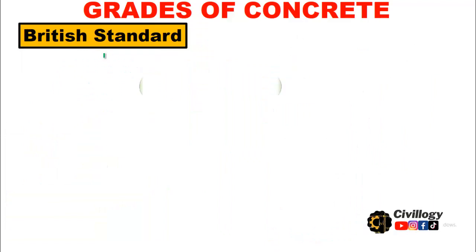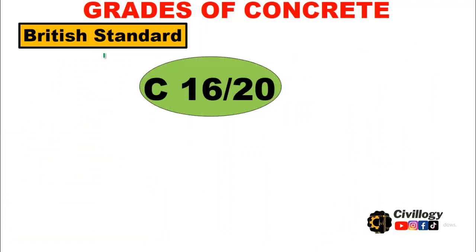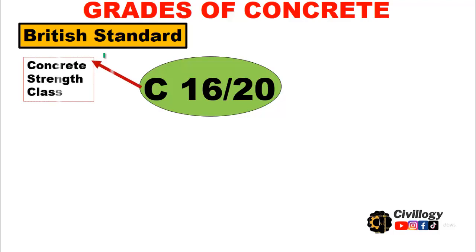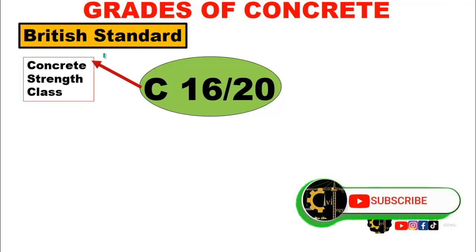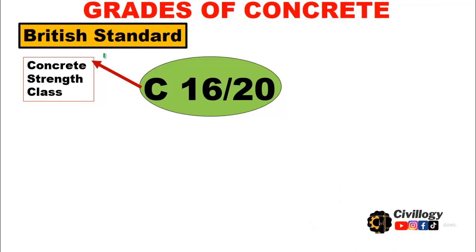Now coming towards the British standard. British standard uses this notation for representing the compressive strength of concrete. Now what does C stand for? C stands for concrete strength class. Now there are different classes of concrete, and these concretes are based by volume. I have made a detailed video on classes of concrete, the link of which is given in the description. Please also watch that video.